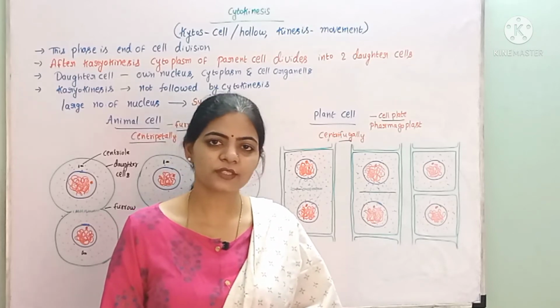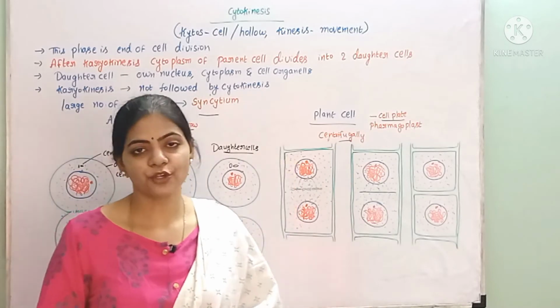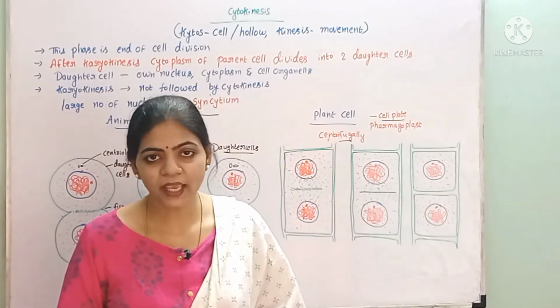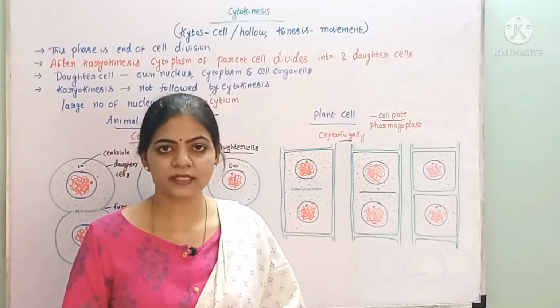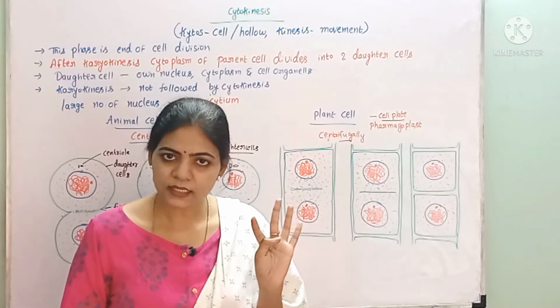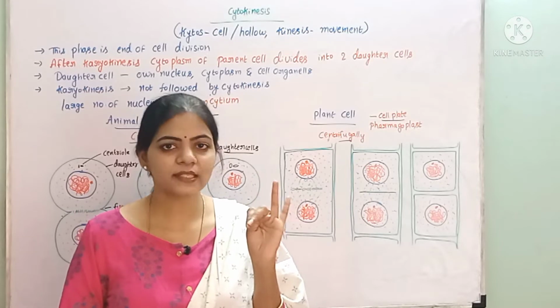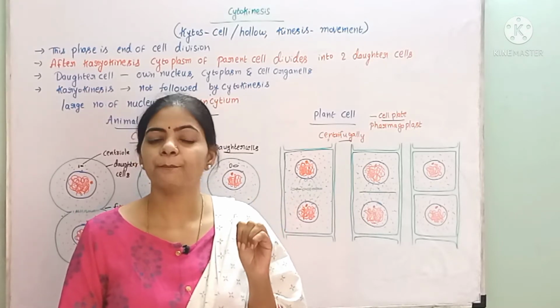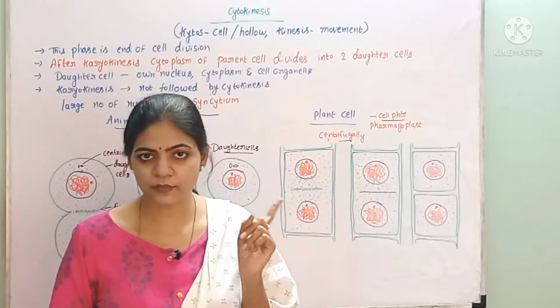In this video, we are going to study about cytokinesis. In the last video, we have completed karyokinesis where the nucleus of the cell divides in four phases. That is prophase, metaphase, anaphase, telophase. So in these four phases, the nucleus divides. But there is no division of cytoplasm, right?